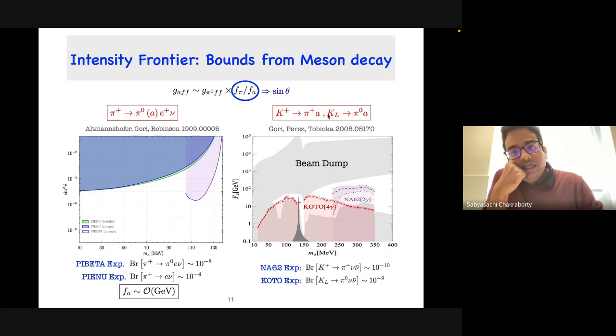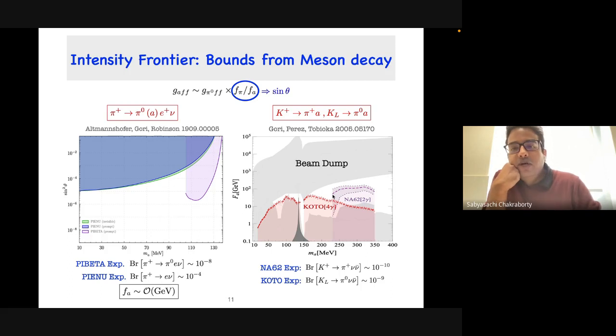Kaon experiments, on the other hand, are a little more helpful. The idea is essentially the same. Kaon decays to a pion and axion. If K long decays to a pi naught and axion, and if the axion is long-lived, then K plus would have a similar signature, which is observed in NA62. If the axion is long-lived in K long decay, then it would have a similar signature, which is probed in KOTO experiments. Again, the branchings are extremely small, which helps to constrain the parameter space, and you get around hundreds of GeV in the bound.